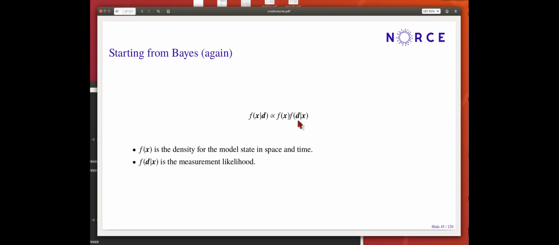Then we have a likelihood function describing the measurements, and the measurements are also collected over this time and space domain. Okay, so this is quite fundamental. I think this is the most fundamental equation you can write up for this problem.